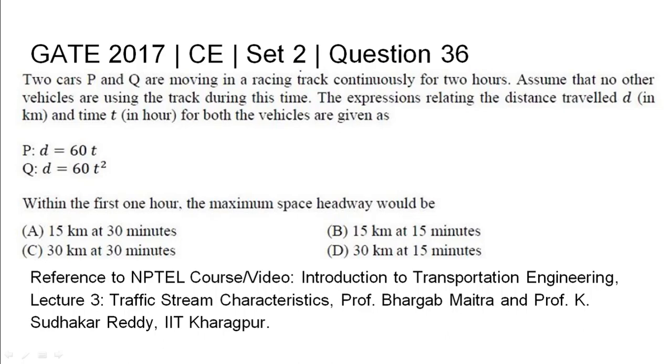GATE 2017 Civil Engineering Set 2 Question 36. Two cars P and Q are moving in a racing track continuously for 2 hours. Assume that no other vehicles are using the track during this time. The expressions relating the distance traveled d and time t in kilometer and hour respectively for both the vehicles are given as: for P it is d equals 60t and for Q it is d equals 60t square. Within the first 1 hour, the maximum space headway would be.